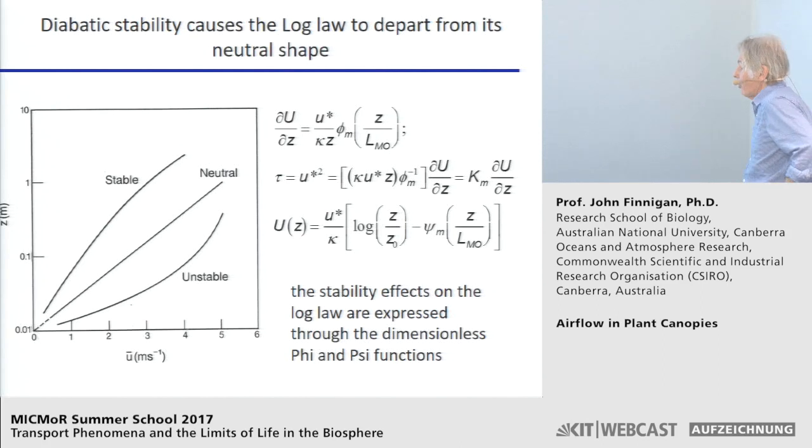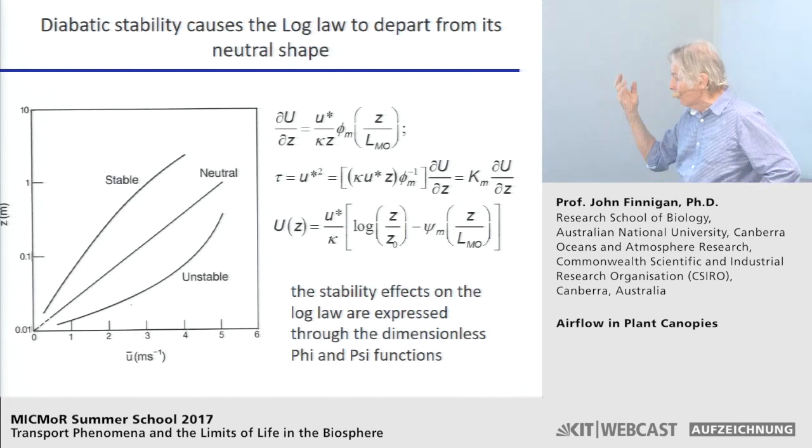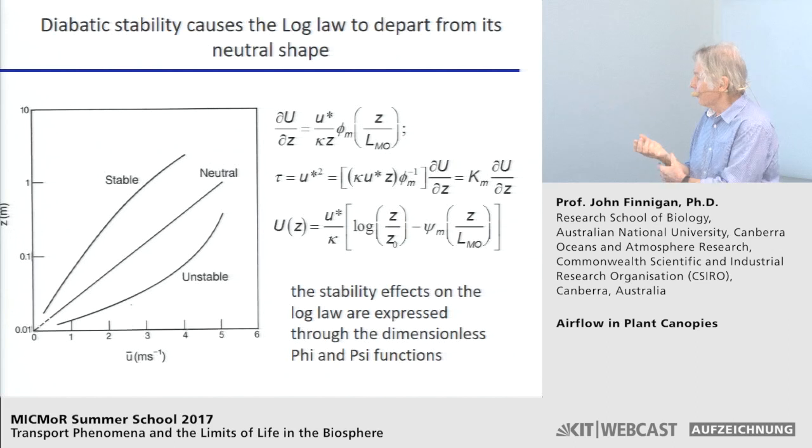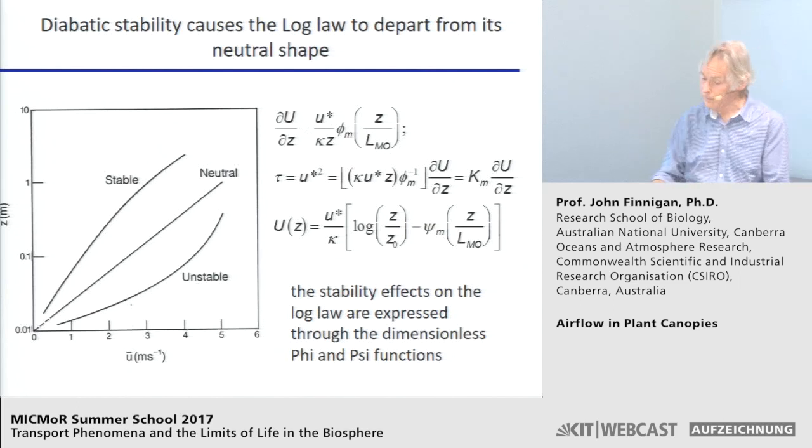If we plot the velocity against Z on a log scale, so it's velocity against log Z, remember plotting the log law, LMO is just Monin-Obukhov length, I should have changed that. Then we see that the stability effects are such that, compared with the neutral log law, which is a straight line, in the unstable case where you've got more turbulence, the mixing causes the velocity profile to be fuller, and on the stable side, it becomes sort of sharper.